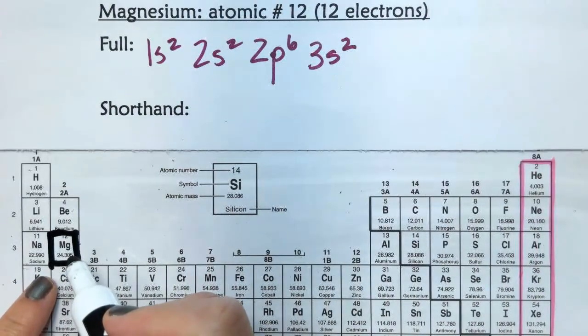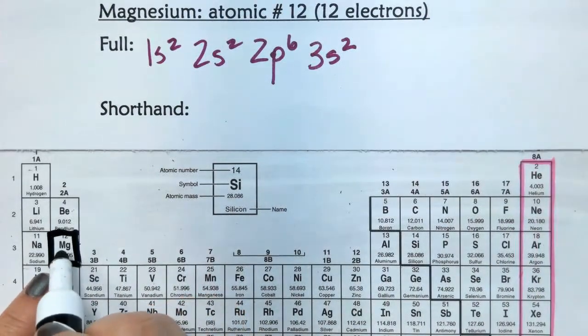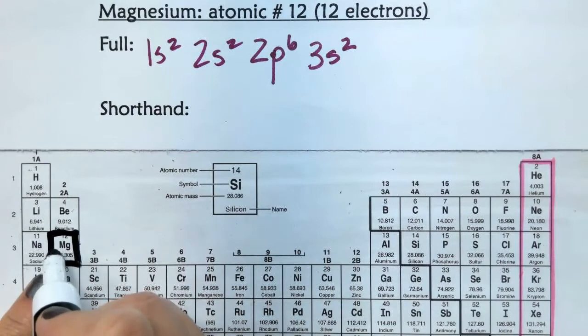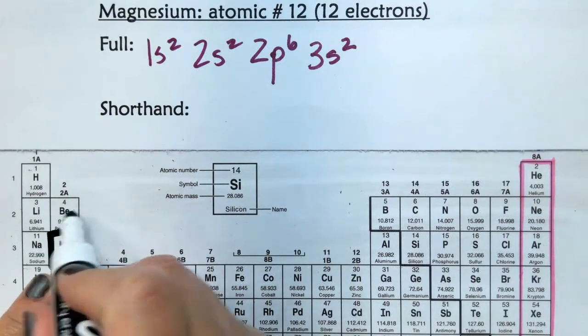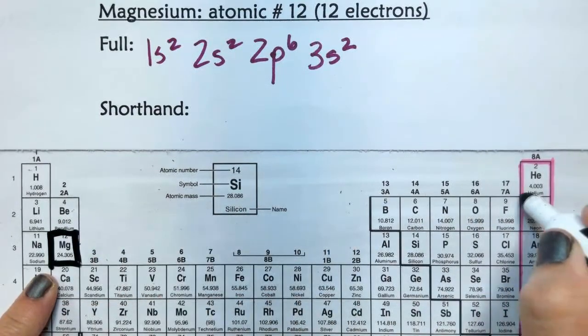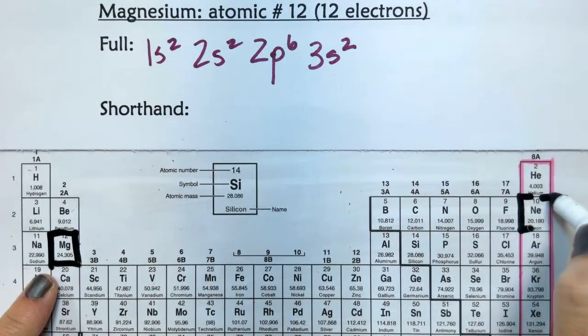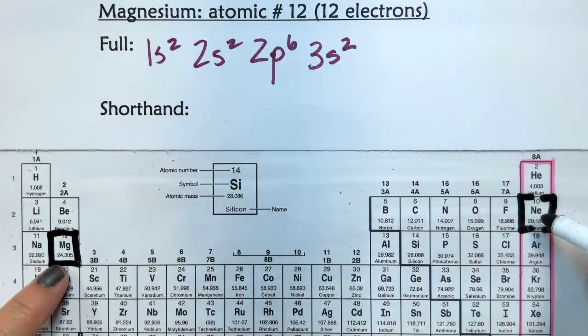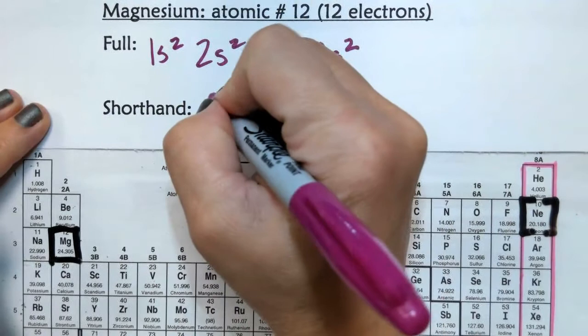To write the shorthand configuration for magnesium, we're going to go up. See, it's on row 3. We're going to go up to row 2, all the way to the end, and we're going to find our noble gas, which is one of these elements in the last column. We want the noble gas from the previous row. So since magnesium is on row 3, we want the noble gas at the end of row 2. We're going to place that noble gas in brackets.